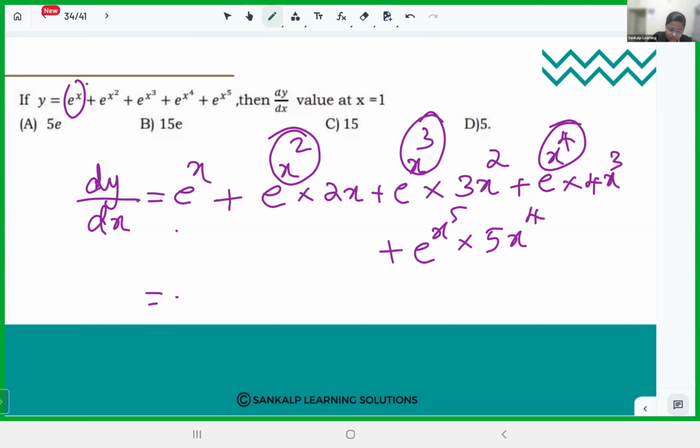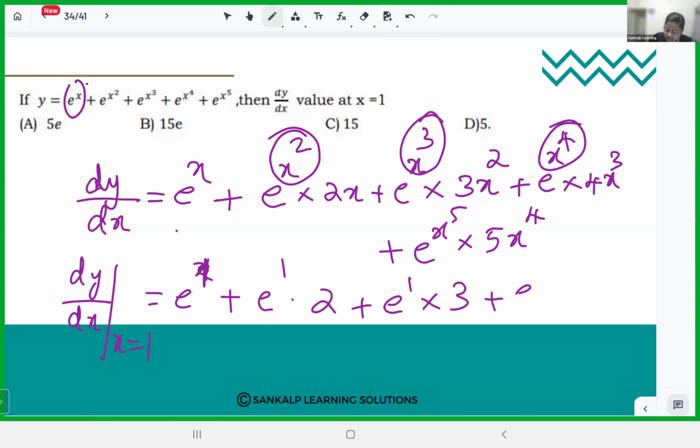Okay, so this is equal to e raised to x plus, here I'm going to put the value of x, that is we have 5 divided by dx at x equal to 1. Okay, so here I'm putting e raised to 1 plus e raised to 1 into 2 plus e raised to 1 into 3 plus e raised to 1. Here it is 1, right? So 1 power 4 is 1, power cube is 1, right? So e power 1 into 4 plus e power 1 into 5.